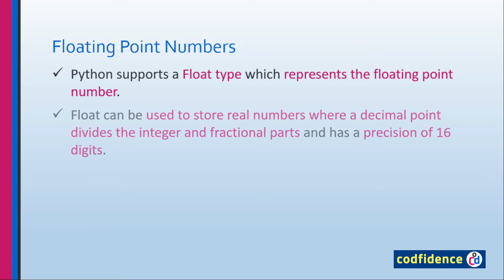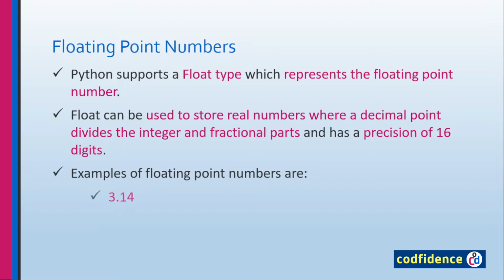Python supports a float type which represents the floating point number. Float can be used to store real numbers where a decimal point divides the integer and fractional parts and has a precision of 16 digits. Examples of floating point numbers are 3.14, 2.71828, minus 35.75, 0.000001.